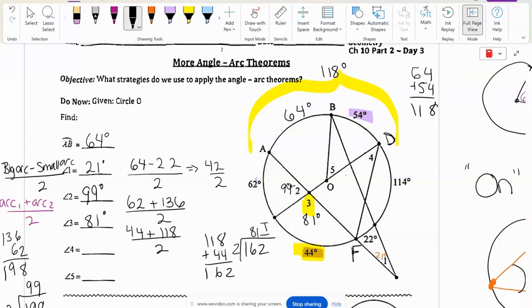All right, I want you guys to do angles 4 and 5 by yourself. Do angles 4 and 5 by yourself, and then we'll go over them.